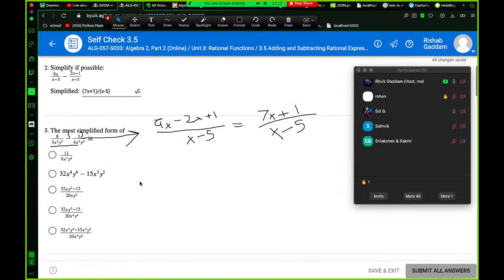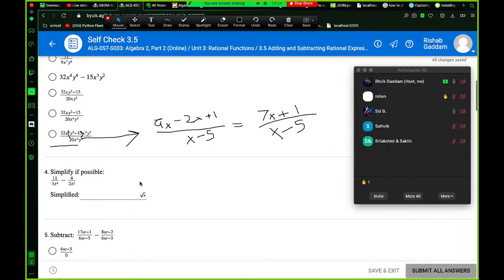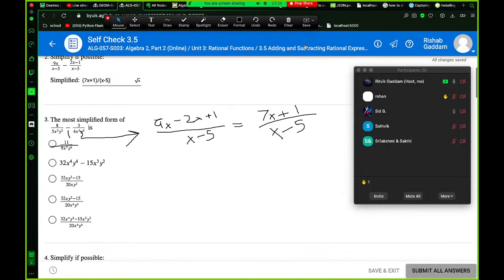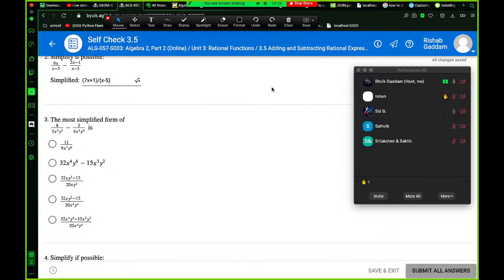So number 3. Yeah, let's do number 3. If you want to do this one, then raise your hand in the participants list. Satvik, Sri Lakshmi, none of you want to do it? Okay, it seems like Rohan really wants to do this one. Okay, you can do it.